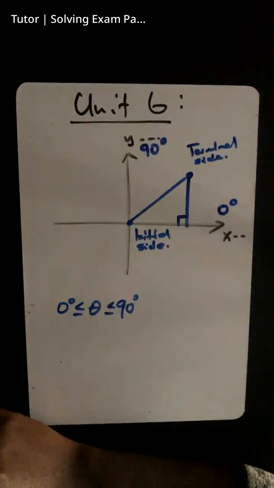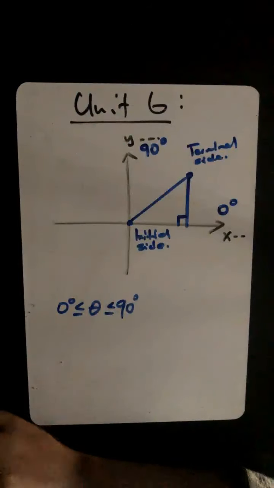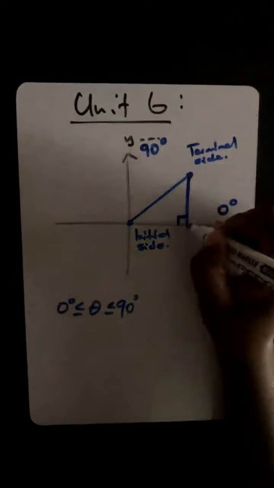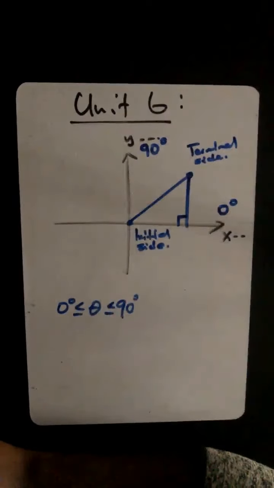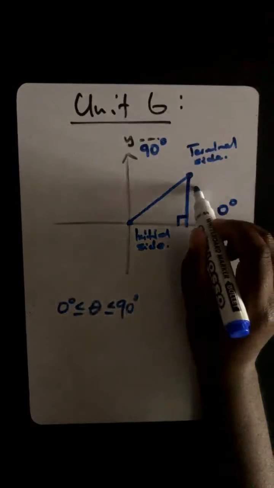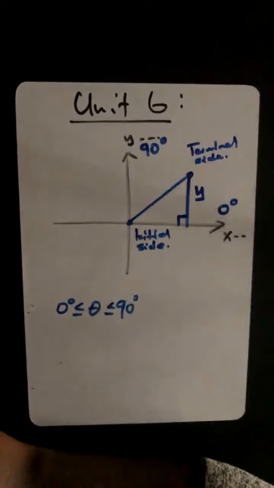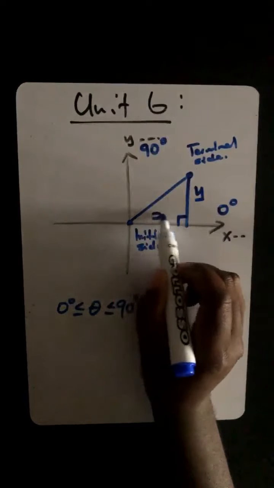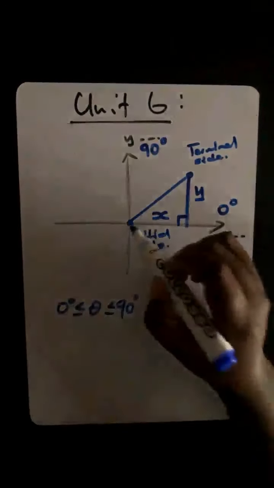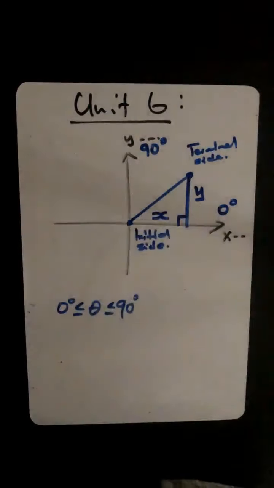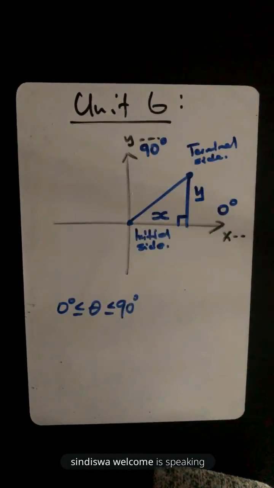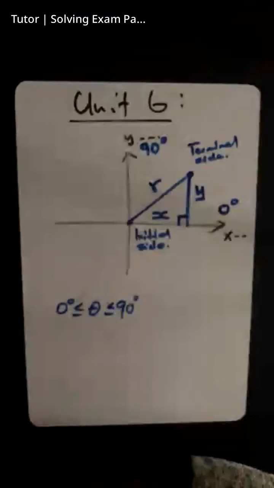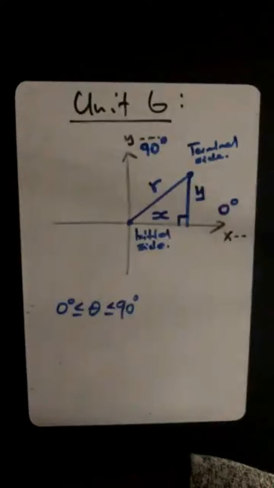So obviously, the vertical line represents the y value. And again, the horizontal line represents the x value. So what does that line represent? Is there someone who wants to guess? R. 100%. So this is our r, which is the radius.